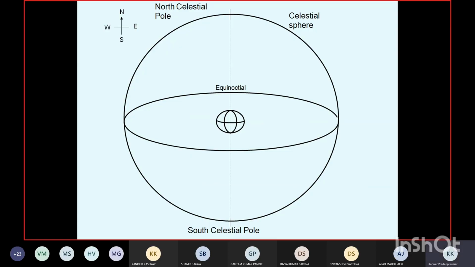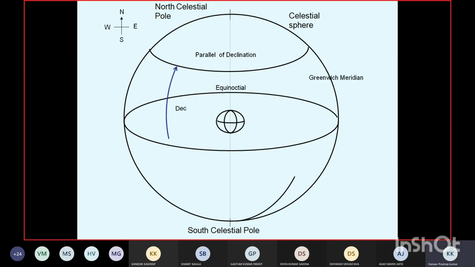Okay, let's look at our angles that we were discussing. So the equinoctial, the earth in the center, celestial sphere around it. This is the parallel of declination, body rising in the east, setting in the west, daily path. This is the declination. Let's say this is the Greenwich meridian now. The point of reference. We can make 3 points of references. One is the Greenwich meridian, or the meridian passing through Greenwich.